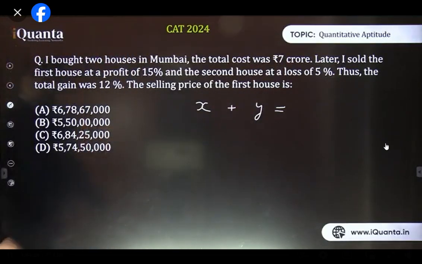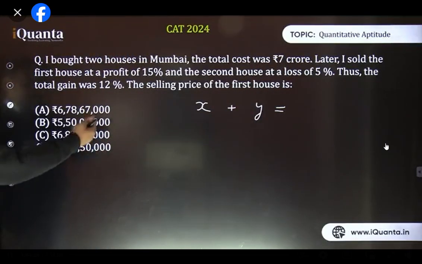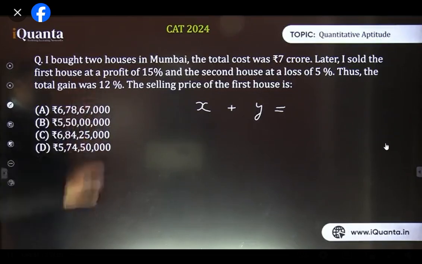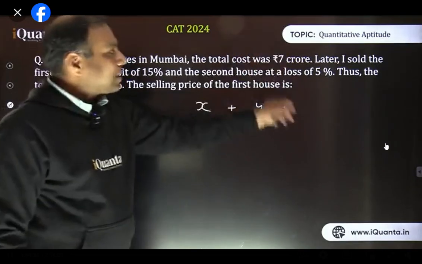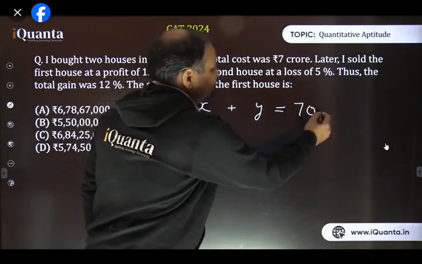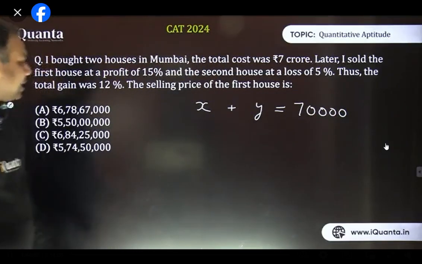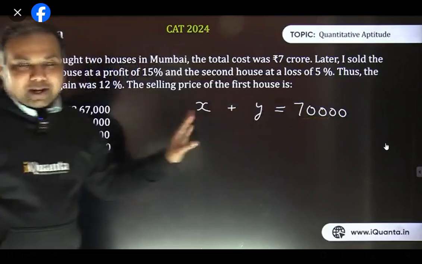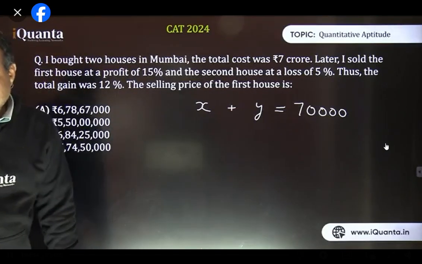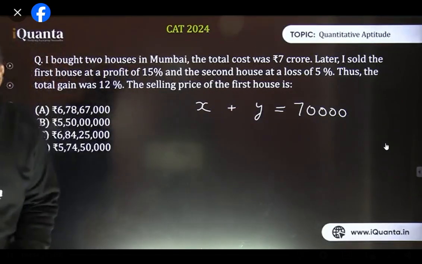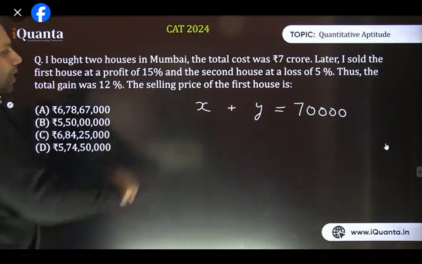So a crore has 7 zeros at the end. In all these options, you can see 4 zeros, 3 zeros, 4 zeros, 3 zeros. So if I remove the last 3 zeros, I can write the value as 7 followed by 4 zeros. Fine? To make the calculation a bit simpler, a bit easier, I'm removing the last 3 zeros. So X plus Y is 70,000. Yes, I'm making two equations and solving them. Many of you have done that only.